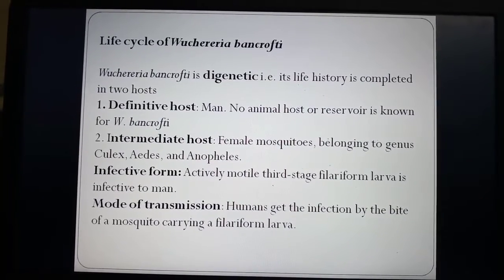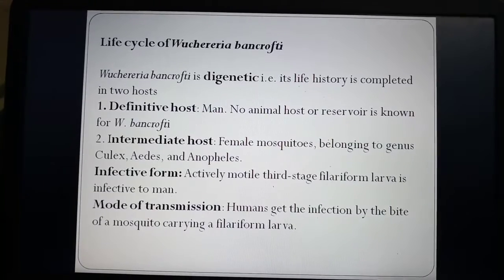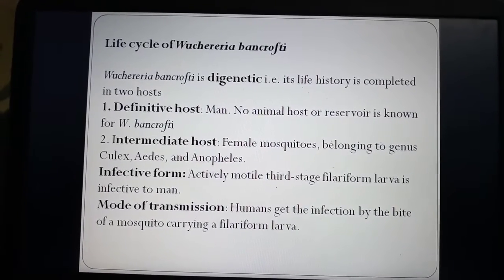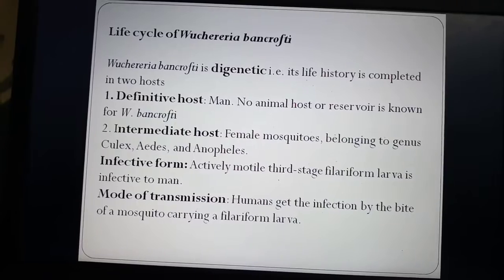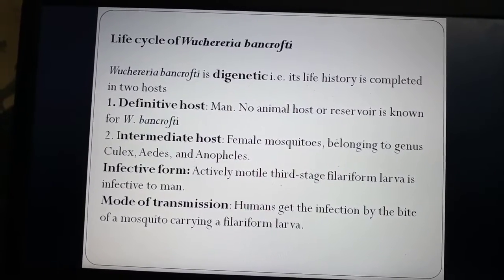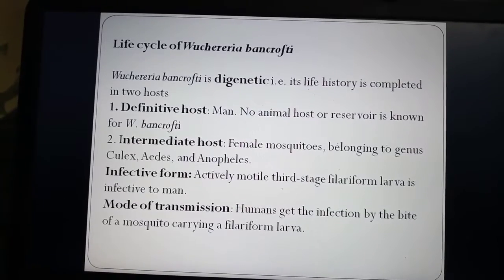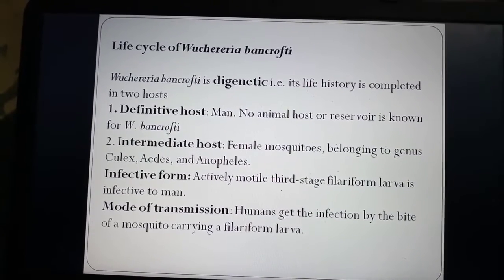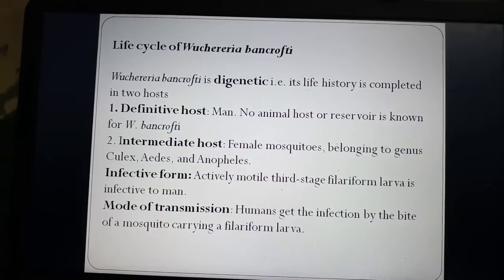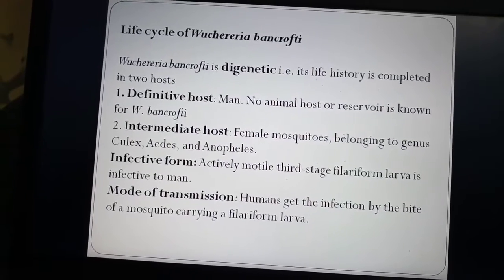Life cycle of Wuchereria bancrofti. Wuchereria bancrofti is digenetic, that is, its life history is completed in 2 hosts. Number 1, definitive host, that is man. No animal host or reservoir is known for Wuchereria bancrofti.